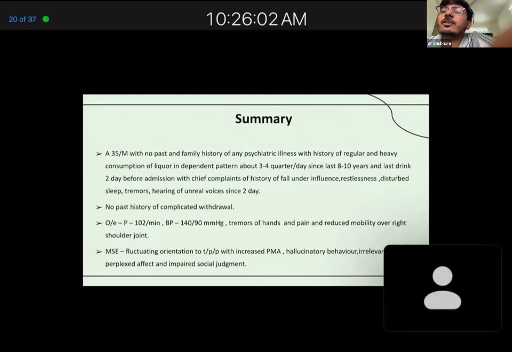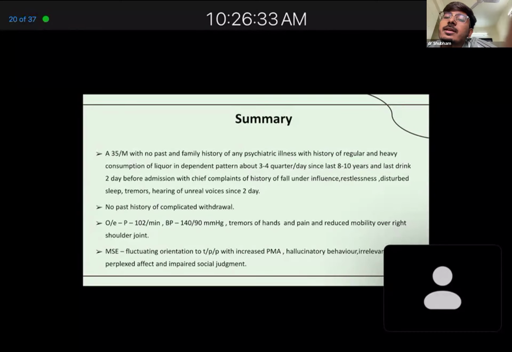Summary: a 35-year-old male with no past or family history of any psychiatric illness, with a history of regular and heavy consumption of liquor in a dependence pattern, about 3 to 4 quarters per day since the last 8 to 10 years. The last drink was 2 days before admission, with chief complaints of history of fall under influence, restlessness, disturbed sleep, tremors, and hearing of unreal voices since the last 2 days, with no past history of complicated withdrawal and no known major medical or surgical illness.